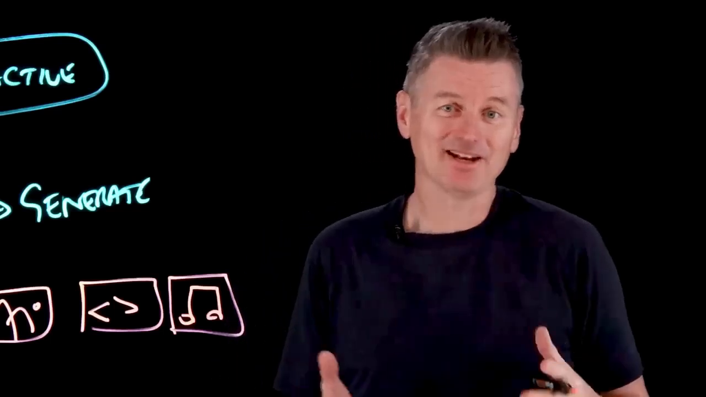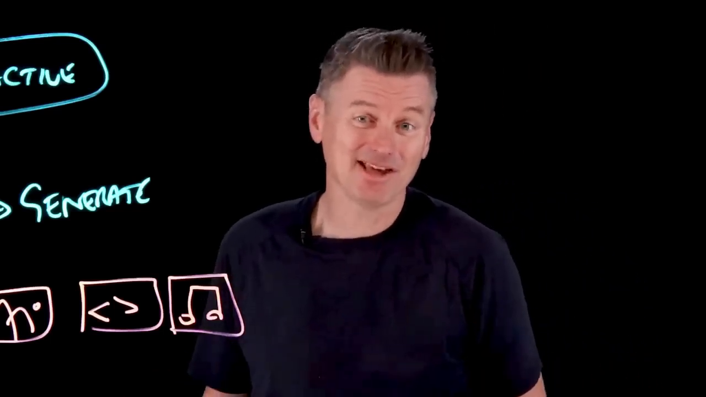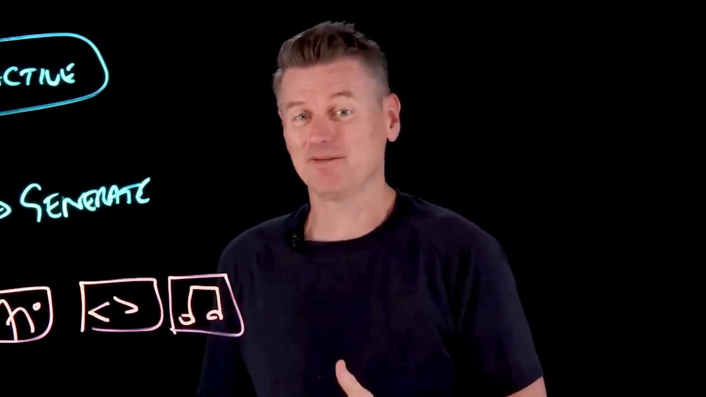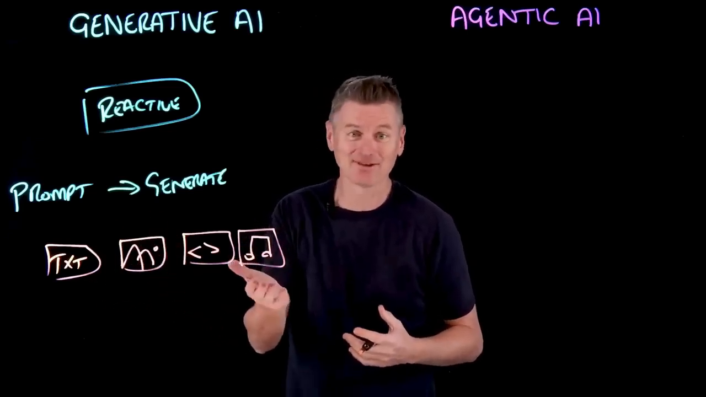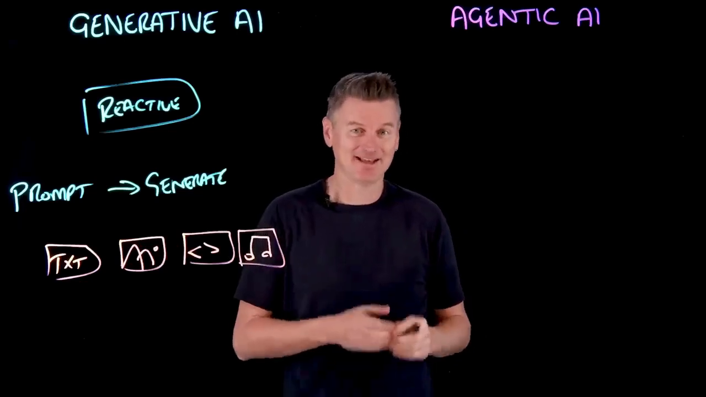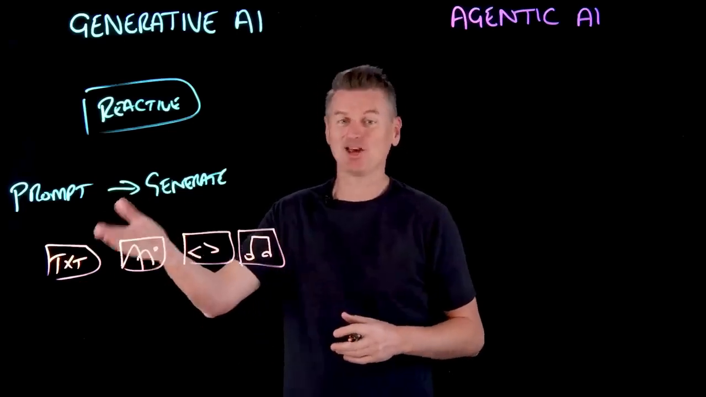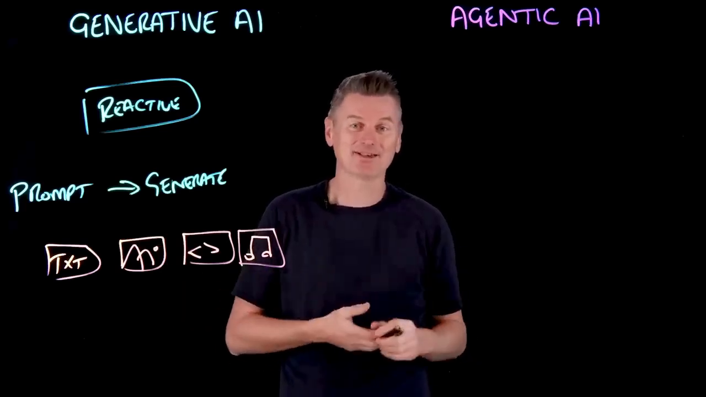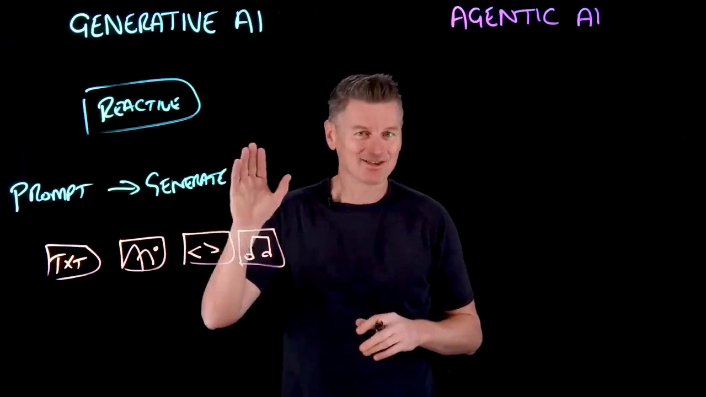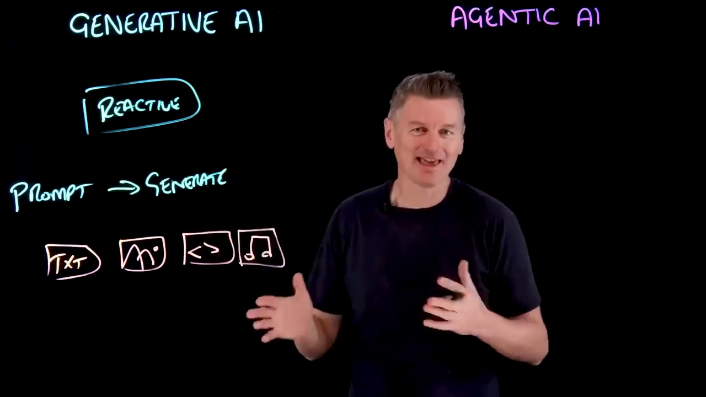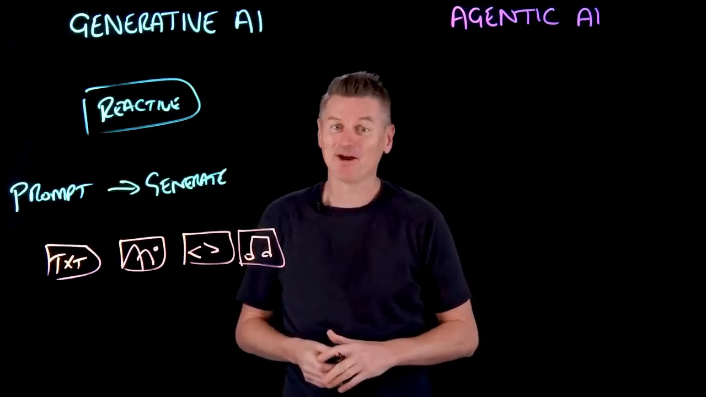And they're essentially sophisticated pattern matching machines. They've learned the statistical relationships between words and between pixels and between sound waves. And they've learned that from massive data sets. So when you provide a prompt, GenAI predicts what should come next based on its training. But its work does end at generation. It doesn't take further steps without your input.